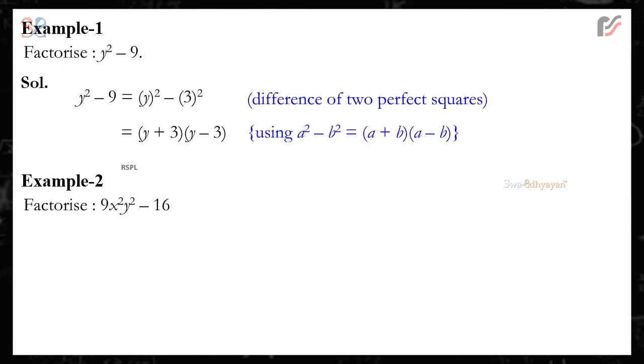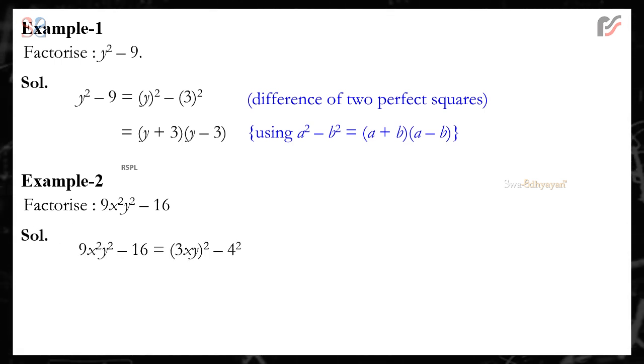Example 2. Factorize 9x square y square minus 16. Solution. 9x square y square minus 16 is equal to (3xy) whole square minus 4 square, which is equal to (3xy minus 4) into (3xy plus 4).